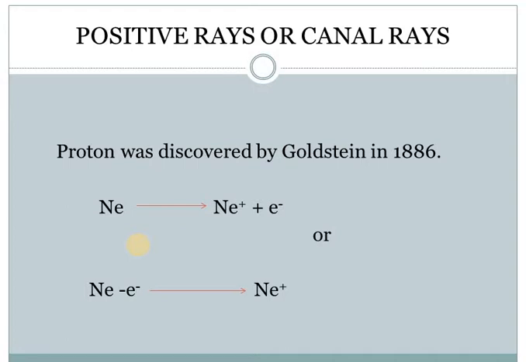We can represent it with the help of an equation: neon gives us Ne+, that is the proton, and an electron is knocked out from it. Or you can say that if we take neon and minus an electron from it, we are left with Ne+, that is the positive rays or canal rays. What is meant by canal rays, or why are they said to be canal rays? Mostly this question comes in exams as a short question: explain why positive rays are also known as canal rays.